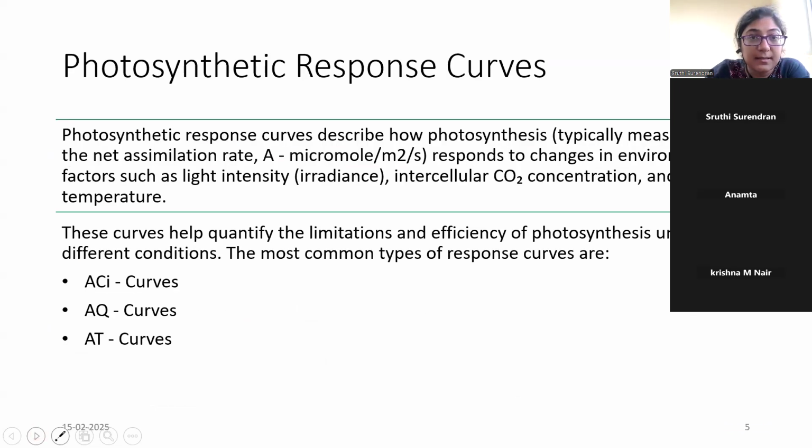So last class, this is just to refresh your memory. We talked about the three photosynthetic response curves. A photosynthetic response curve is nothing but giving us the response of photosynthesis to different parameters or variables or factors. And the three major factors that we are giving importance to here are the intercellular carbon dioxide concentration, light intensity or light absorbed by the plant, and temperature of the leaf.